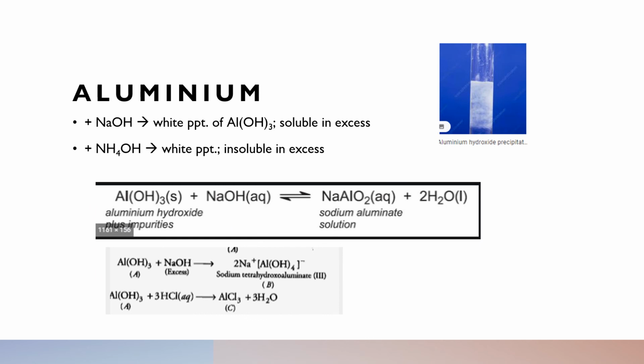For aluminum, this is an amphoteric. When we add NaOH, the white PPT of Al(OH)3 will dissolve in excess, while when we add ammonium hydroxide, the white PPT does not dissolve in excess. The reaction between the precipitate Al(OH)3, solid, and NaOH will form sodium aluminate, that is aqueous, NaAlO2.